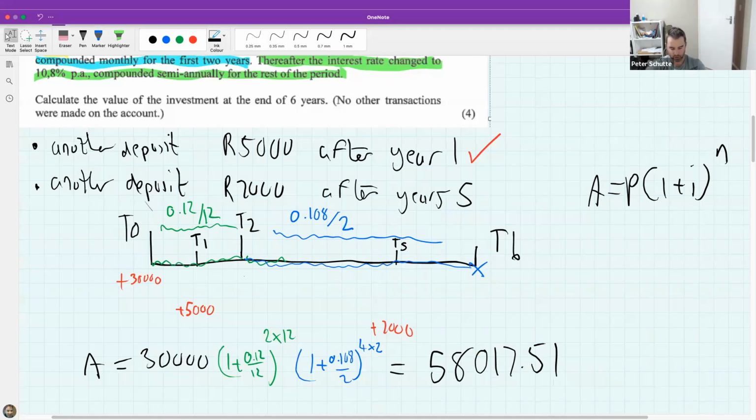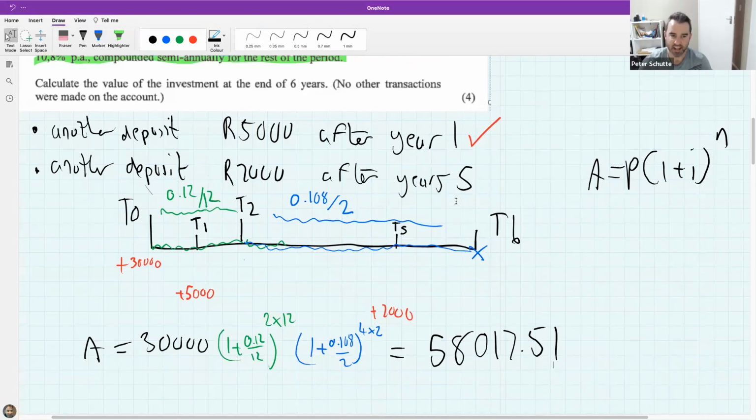Okay, well, let me do it myself. So 30,000 times (1 plus 0.12 over 12) to the power of 24, times (1 plus 0.108 over 2) to the power of 8. I get 58,017.51. Now, that is not the final amount in the bank account.